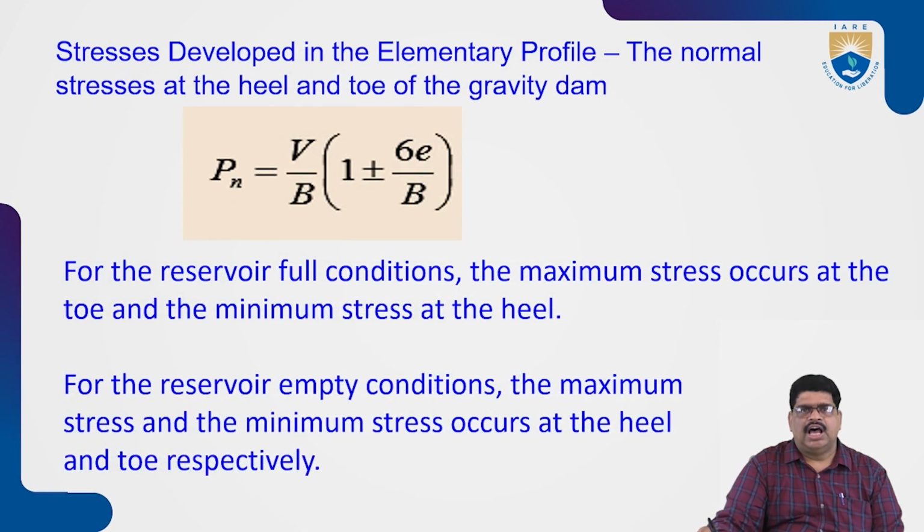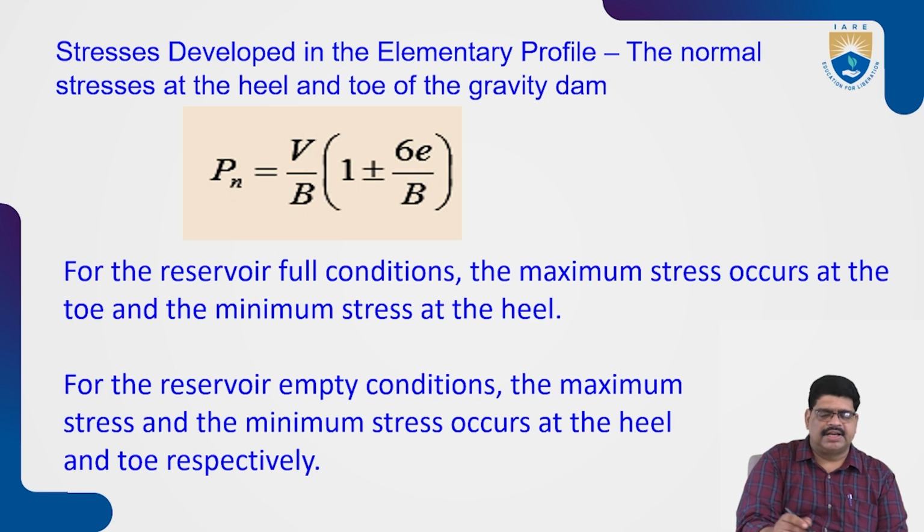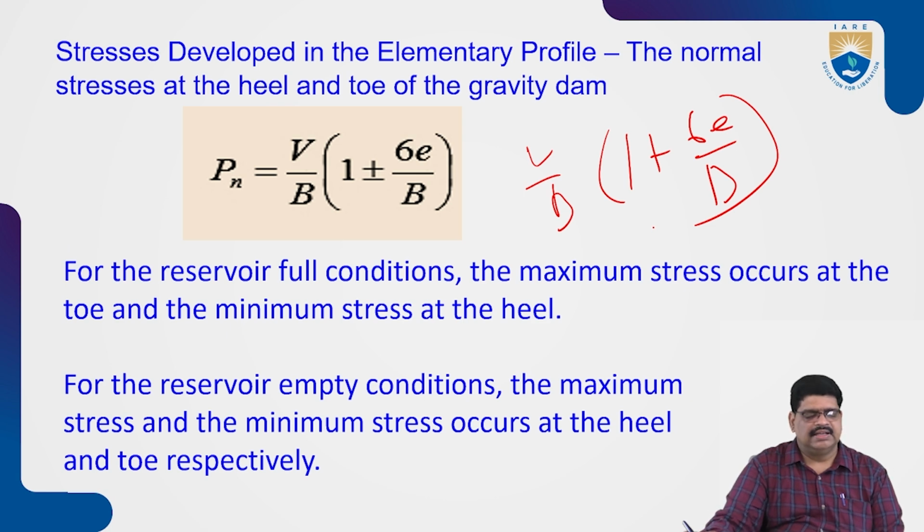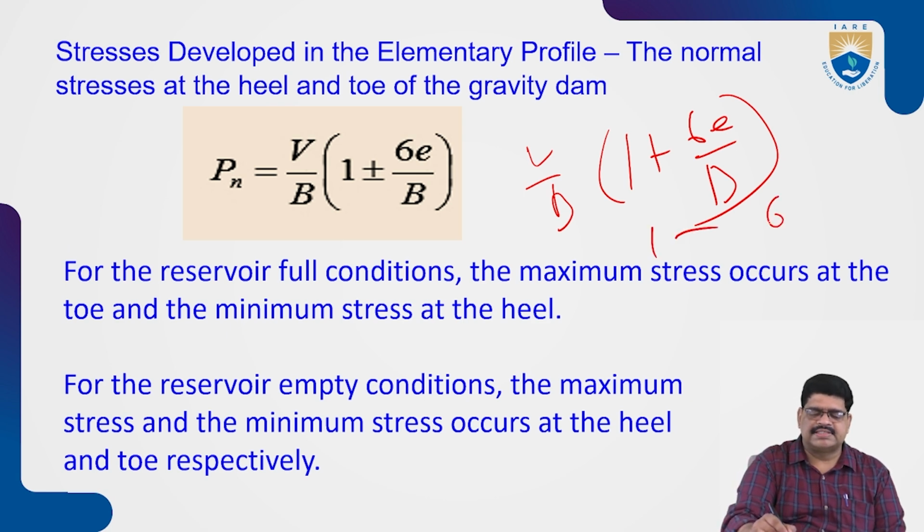So stresses, how the stresses can be developed, minimum stresses and maximum stresses. Here stresses in the elementary profile, normally heel and toe value is equal to Pn equal to V by B, 1 plus or minus 6E by B. So here plus 1 is called the reservoir is full condition, the maximum stresses will be when reservoir is full, the maximum value that is equal to V by B into 1 plus 6E by B. The value will be taken as consideration and when it is empty, 1 minus 6E by B value can be applied.